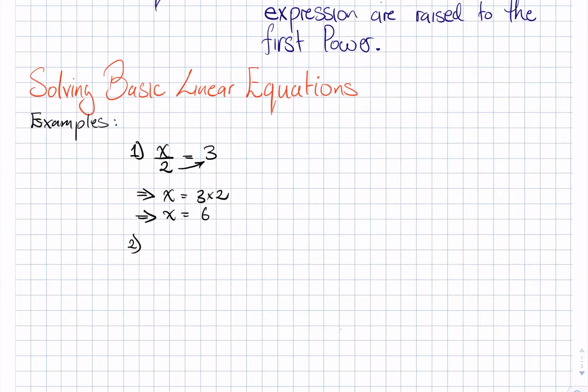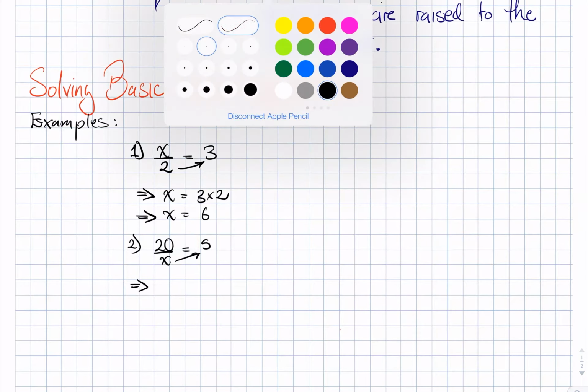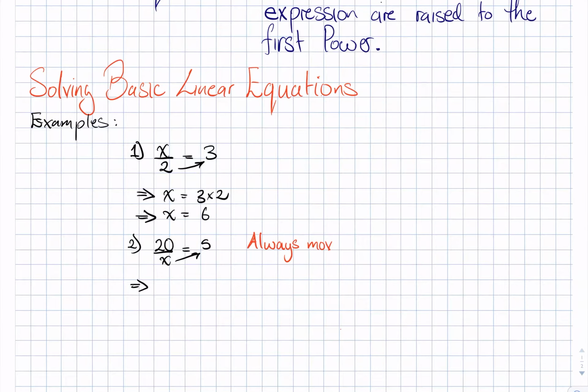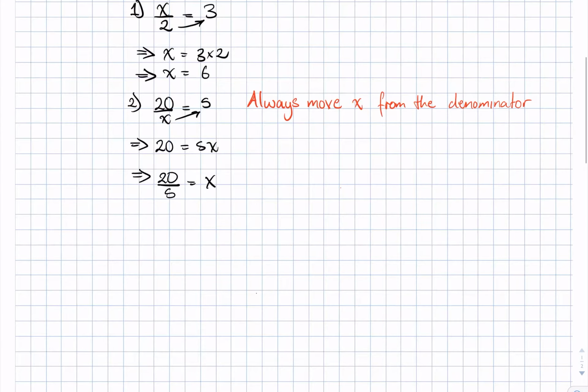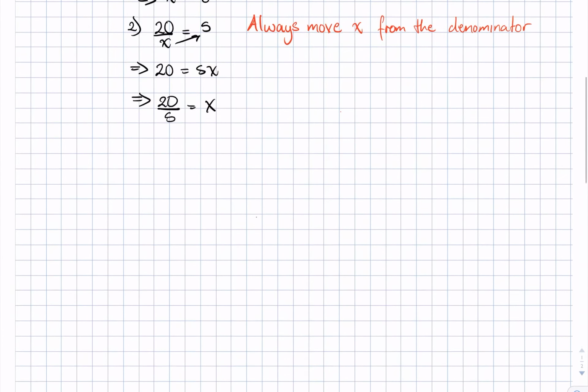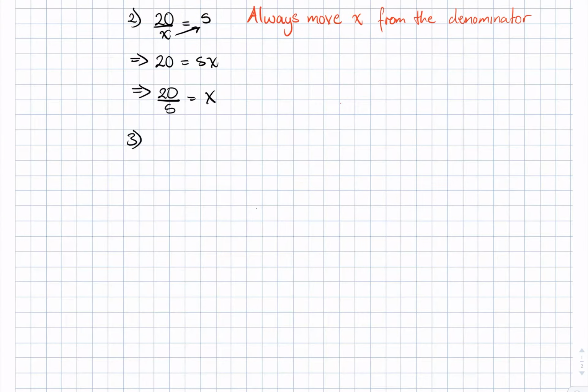For example number 2, we have 20 divided by x. This is not a linear equation, but when we take x from the denominator and bring x over to the right-hand side, we notice that we have 20 being equal to 5x, which is now a linear equation. Solving this, we need to recognize that 5 is multiplying x on the right-hand side. Thus, we bring 5 from the right-hand side over to the left-hand side, which gives us 20 divided by 5 equal to x. Thus, x is equal to 4. That's our final answer.